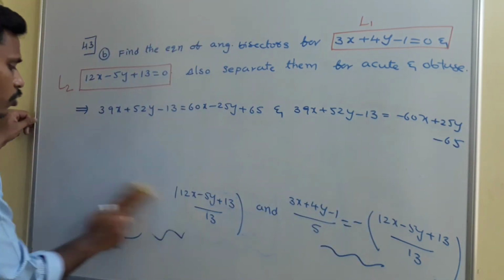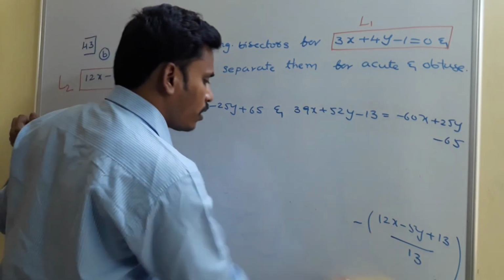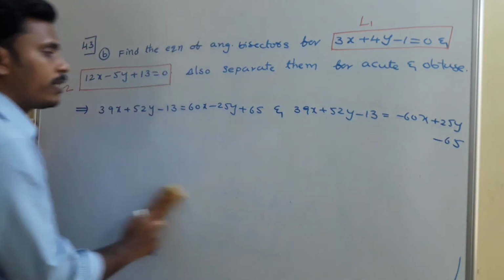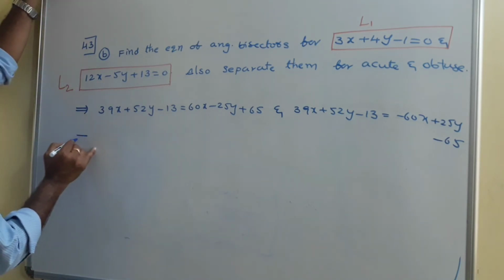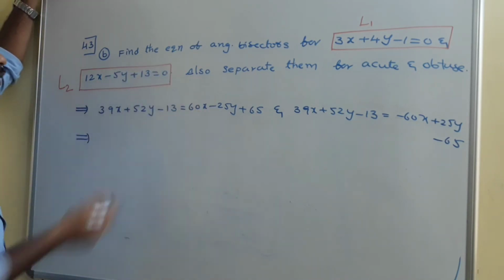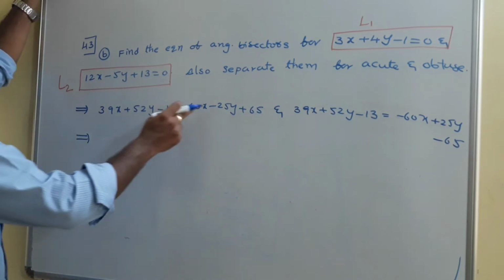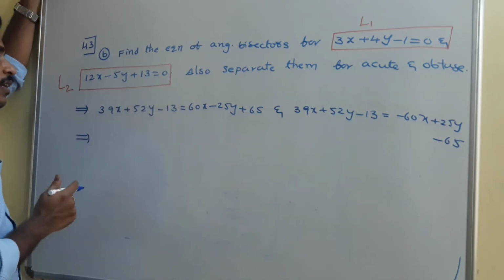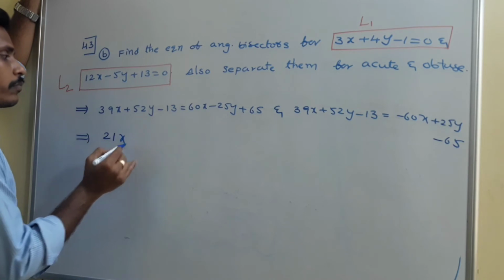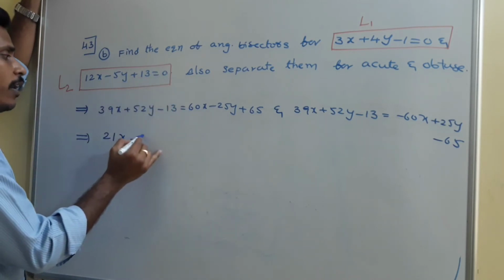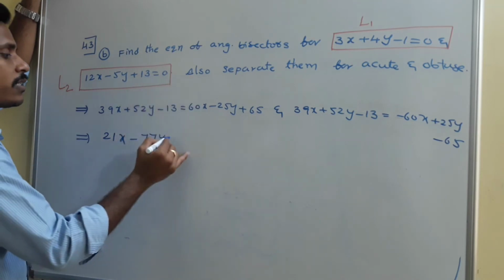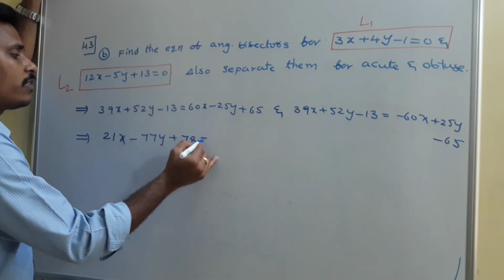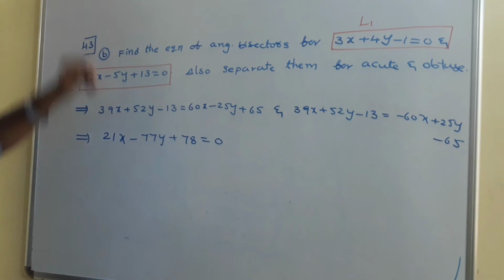So simplify these two to get two line equations, and those two lines are the equations of angular bisectors. Send everything to that side. If you send 39x that side, 60 minus 39 is 21x, and 52 that side gives minus 77y, and minus 13 that side plus 78 equals 0.